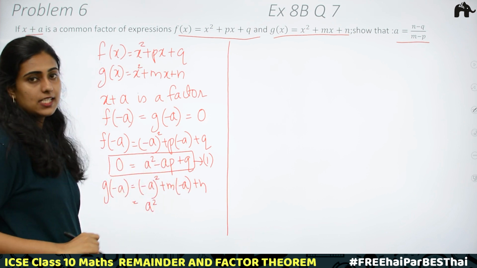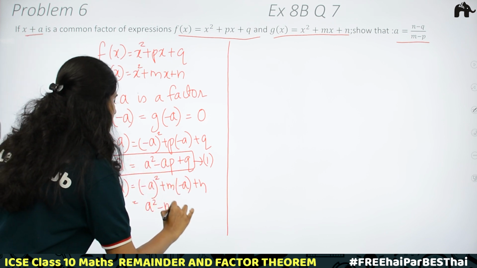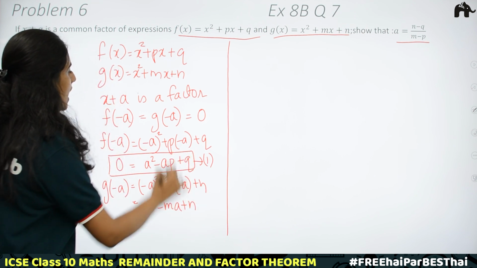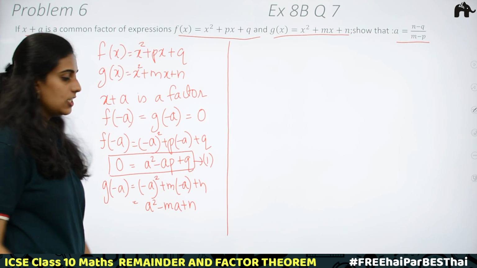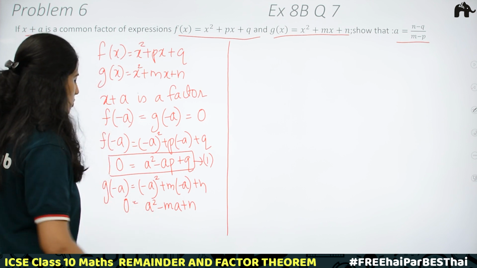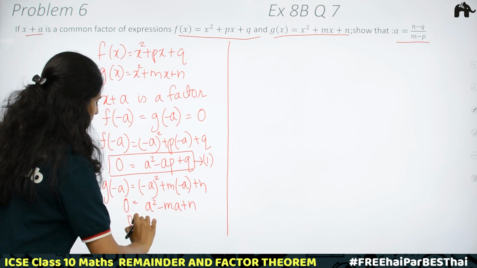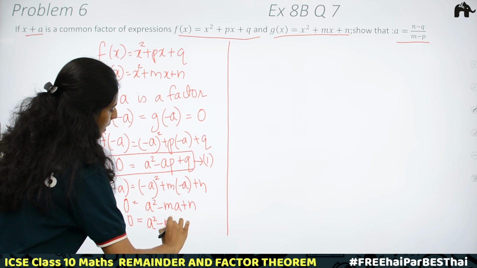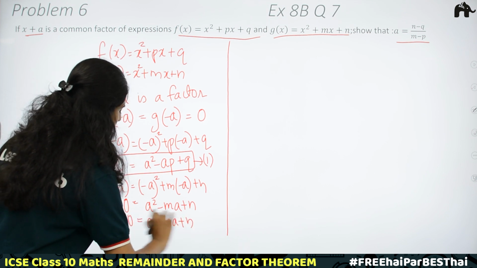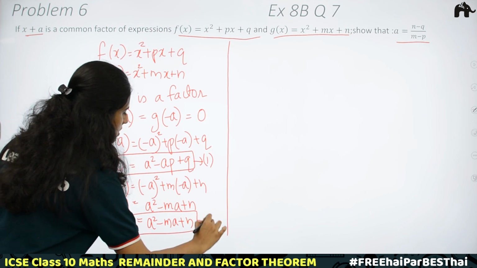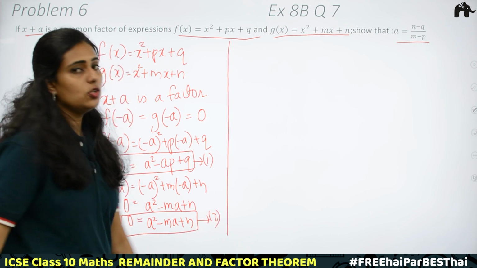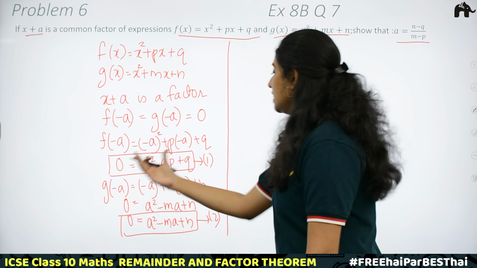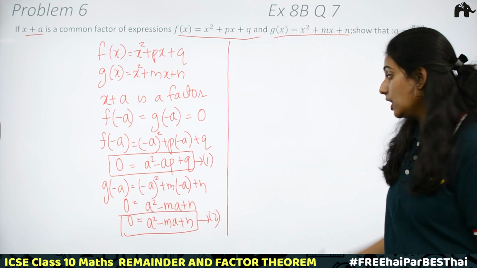M into minus a is minus ma plus n. Here again we have g of minus a is equal to 0. This part is 0. The second expression, we get 0 is equal to a square minus ma plus n. We are taking this as equation 2. When you compare these two equations, LHS we have zeros, which means RHS should also be equal.